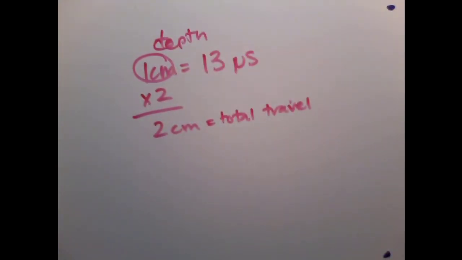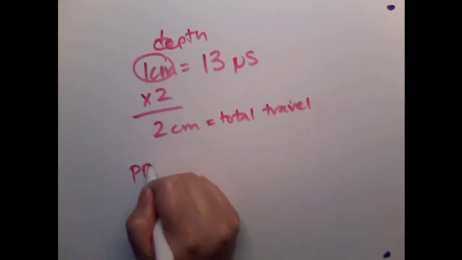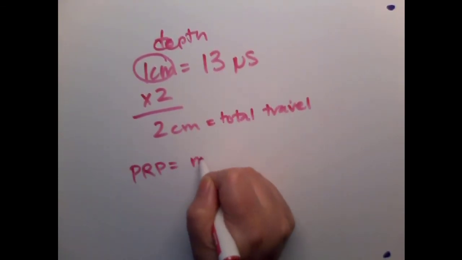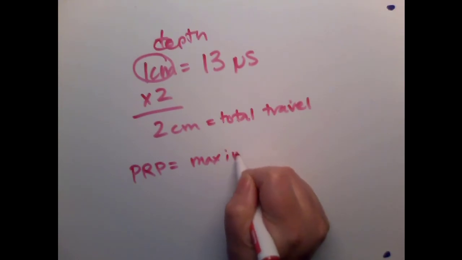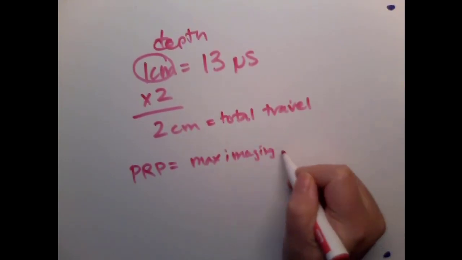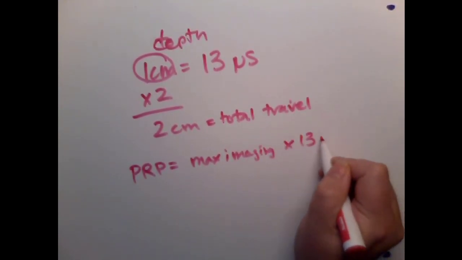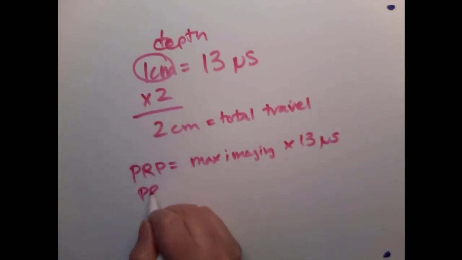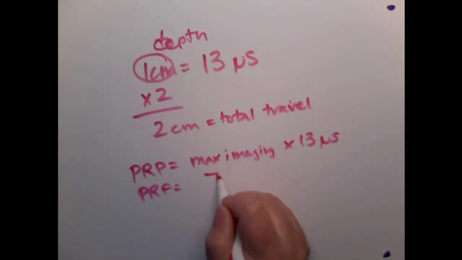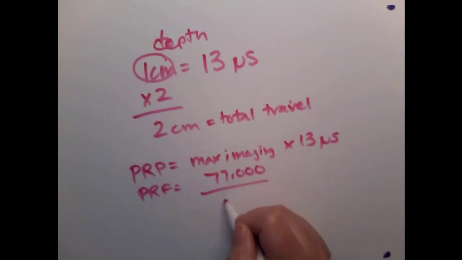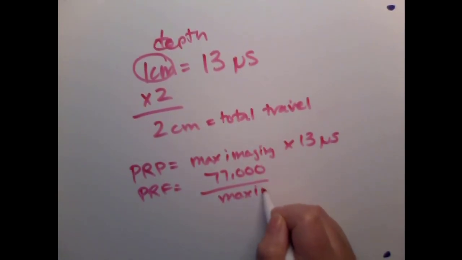And then know your PRP and PRF equations, knowing that PRP is the max imaging depth multiplied by that 13 microseconds, and that PRF is going to be 77,000 divided by the max imaging depth. And remember, those were all derived from the range equation.